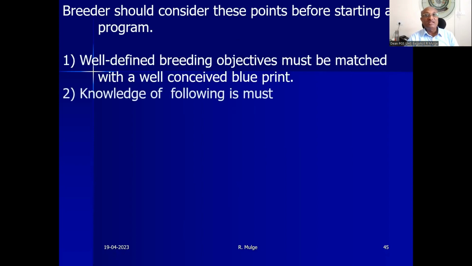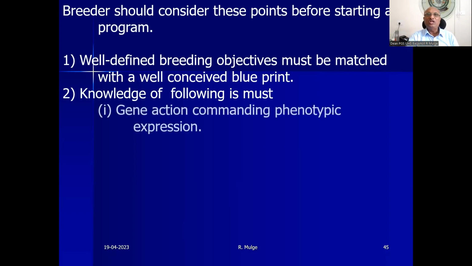So well-defined breeding objectives must be matched with a well-conceived blueprint. That means what is locally required, what is on demand. Only those you can keep as objectives of breeding. First you should know what you want to get, what your breeding objectives are. Then knowledge of the following, whatever is listed here, is very important.